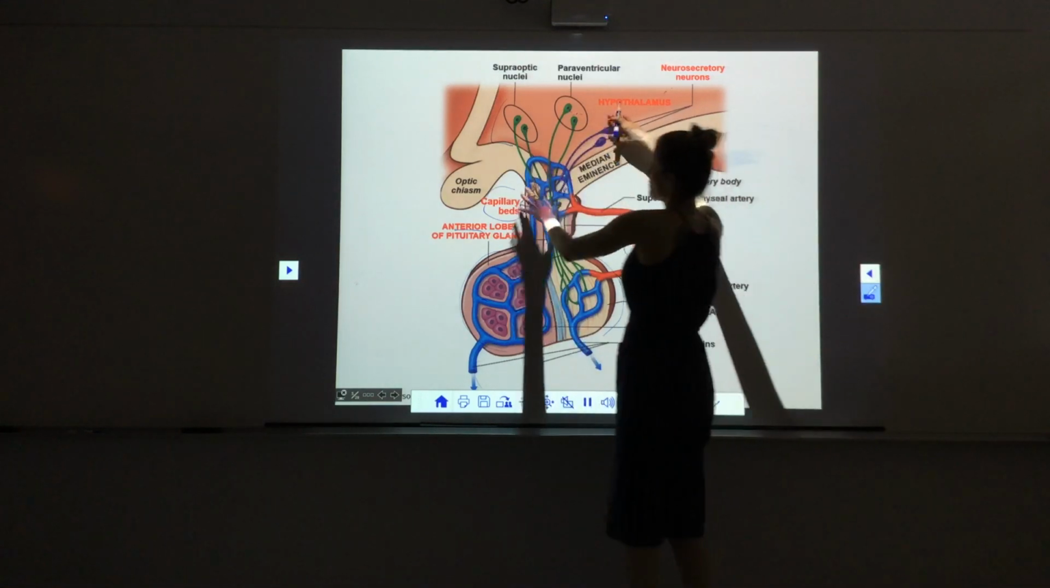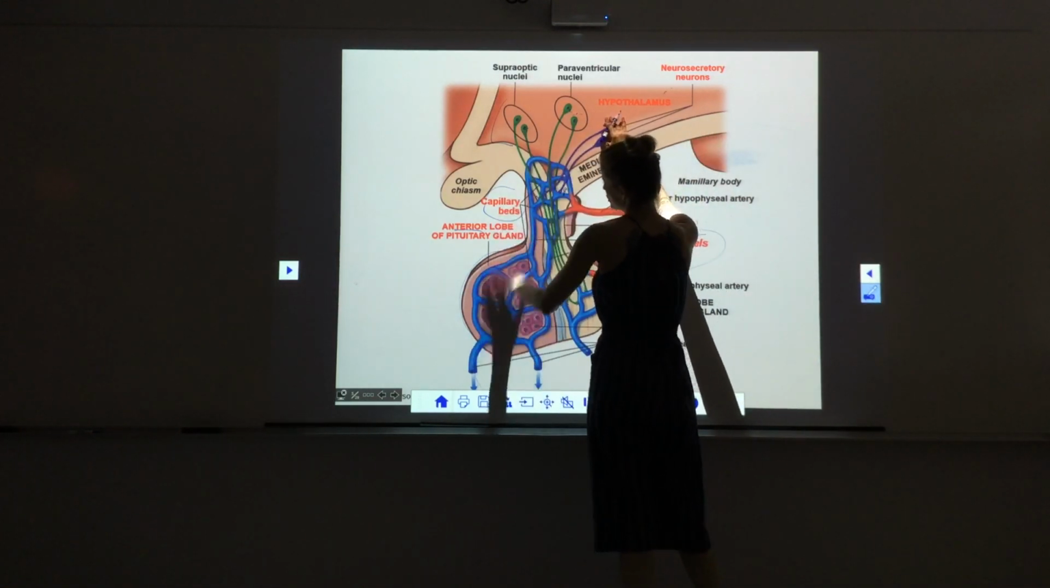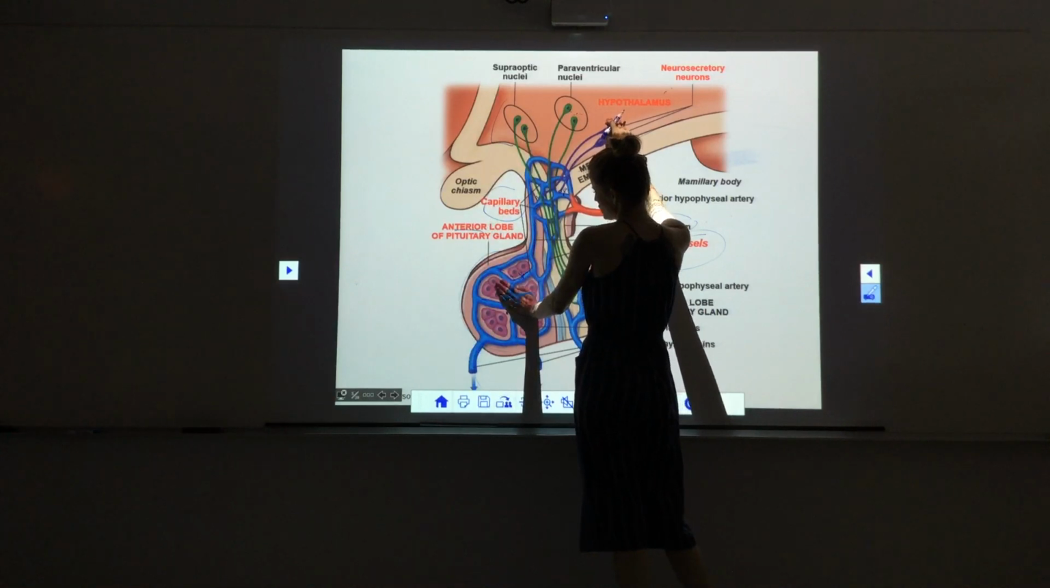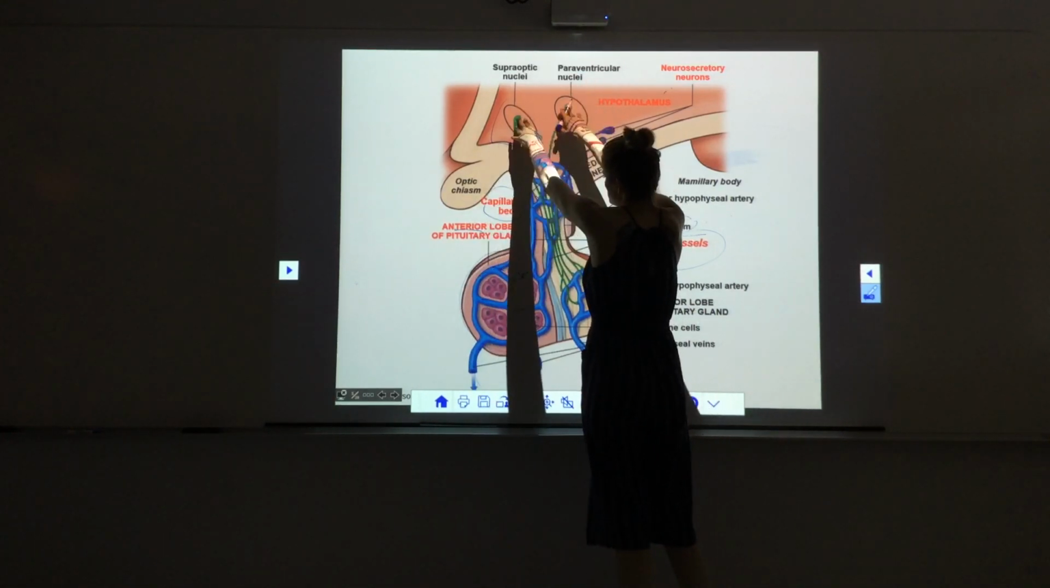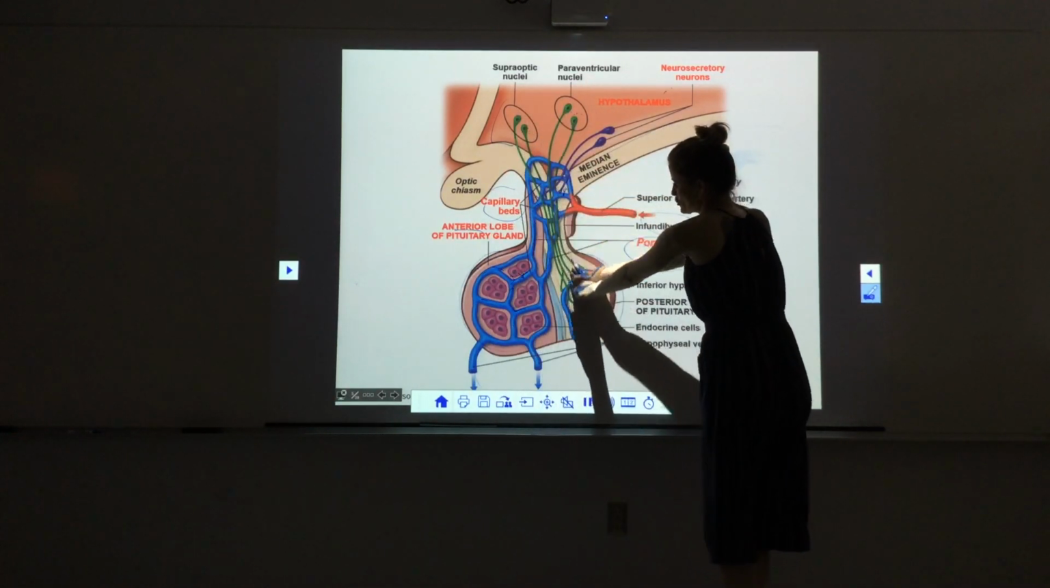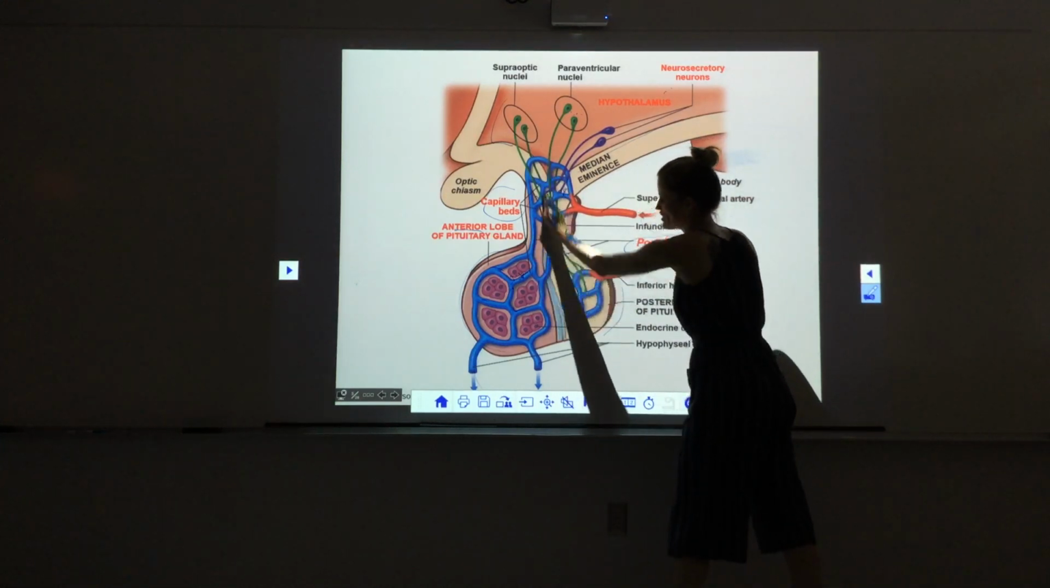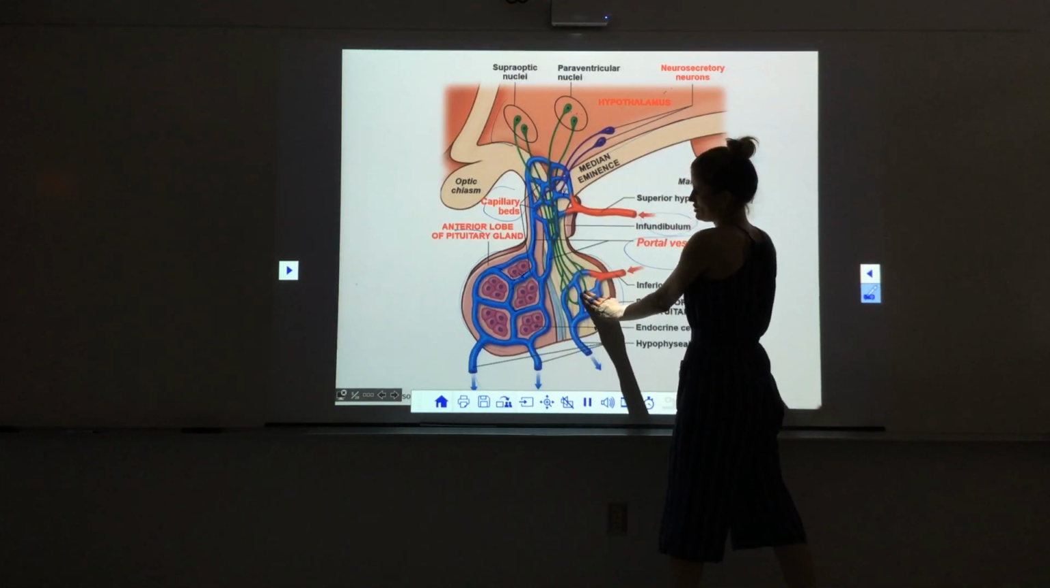Again, this hypophyseal portal system is only going from the hypothalamus to the anterior pituitary. When we look at the posterior pituitary, we're going to see axons that stretch all the way down. There's no portal vessels coming to the posterior pituitary.